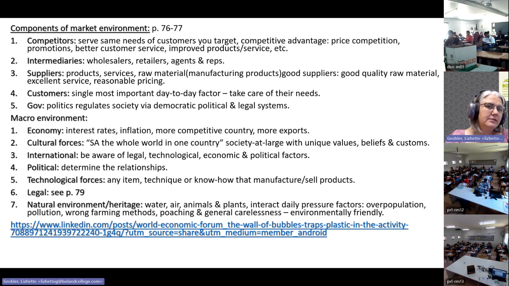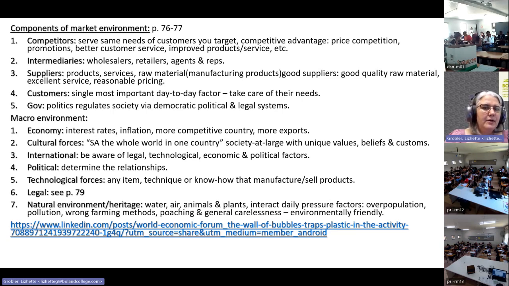So the competitors, they serve the same needs of the customers that are your target. And then you must always have a competitive advantage. Please write on top of that niche, N-I-C-H-E, niche, because I love to include that, and then you guys don't know what the niche is. So the niche is your competitive advantage. That is something unique to only your business. We will look at it at the next slide as well.